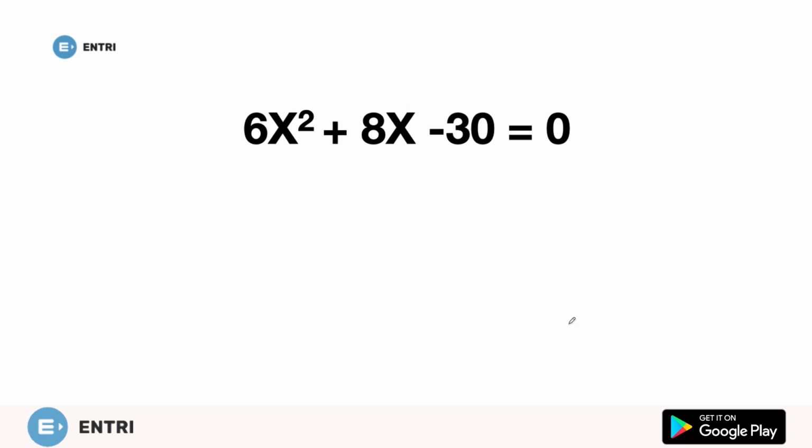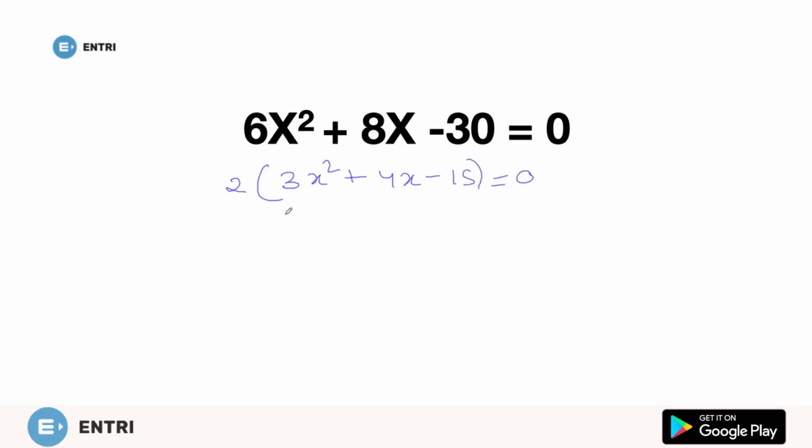The next question is the same, that we are going to solve: 6x square plus 8x minus 30. What is the common here? We will take the common, that is 2 here. What will the question be now? The question would be 3x square plus 4x minus 15 equals 0.